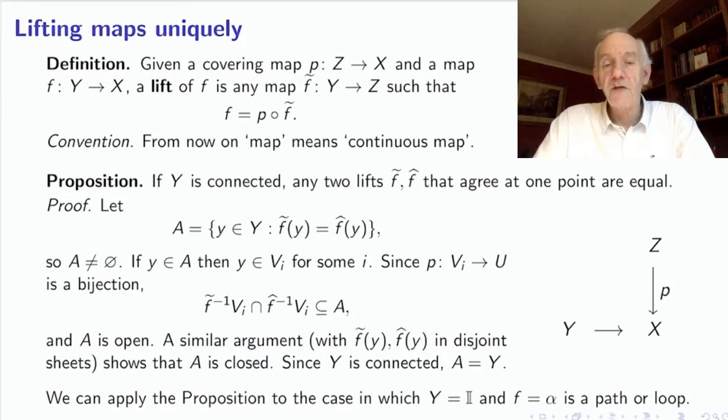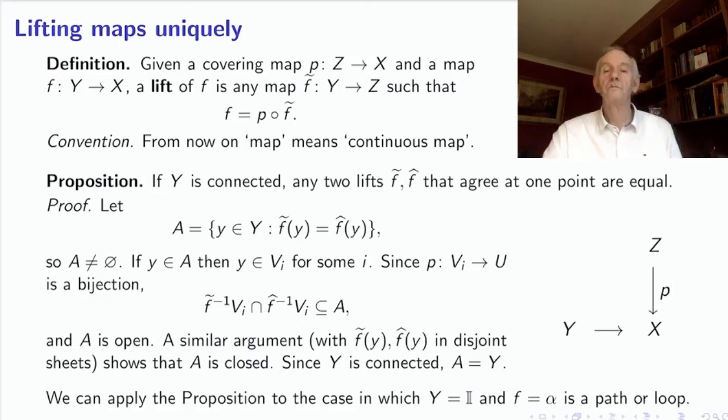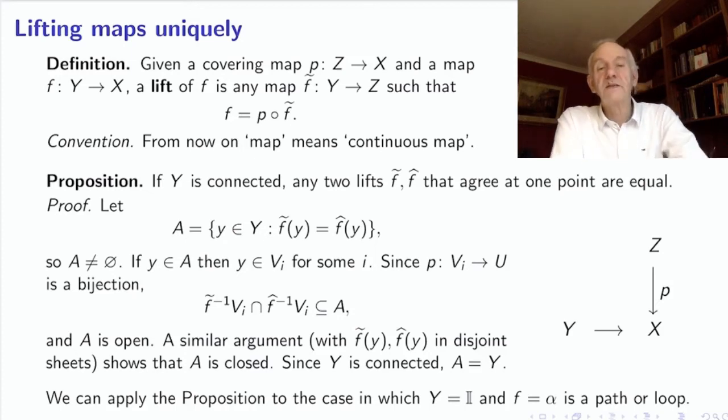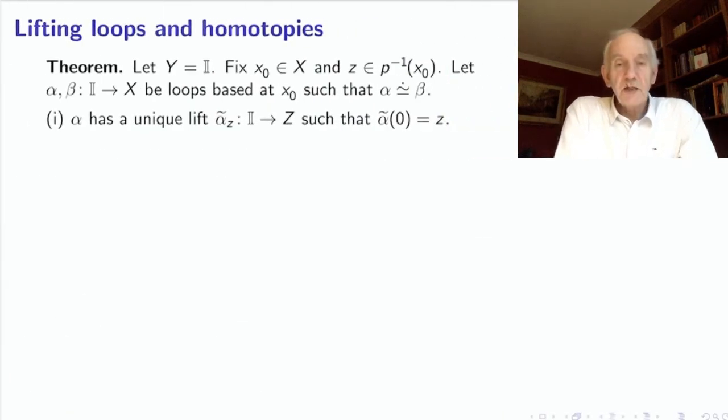Okay, and I can apply this in particular to the case in which Y is the unit interval, and so the map F is therefore a path, or maybe even a loop, into X. Okay, the last slide is, I'm afraid, as technical. This explains that we want to look at the special case in which we have loops.